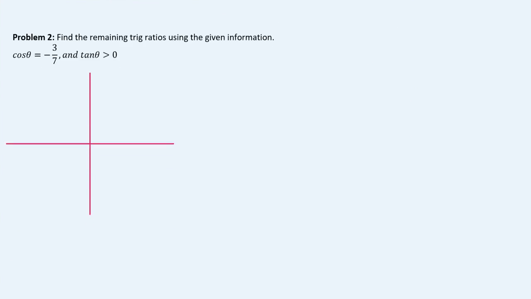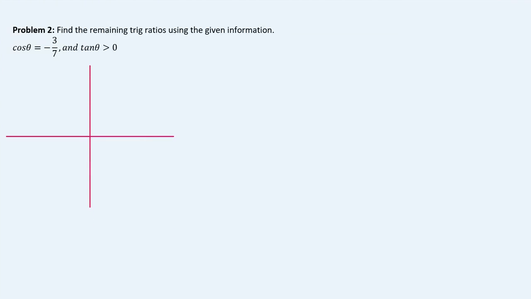So then the second type of problem we did was where we're given a certain piece of information and we want to figure out which quadrant it is in so that we can then find the remaining 5 trigonometric ratios. So here we have cosine is -3 divided by 7. So if cosine is -3 divided by 7, then we automatically know that its reciprocal, which is secant, would be -7 divided by 3, since it's just the reciprocal. But now we need to figure out the other pieces of information.